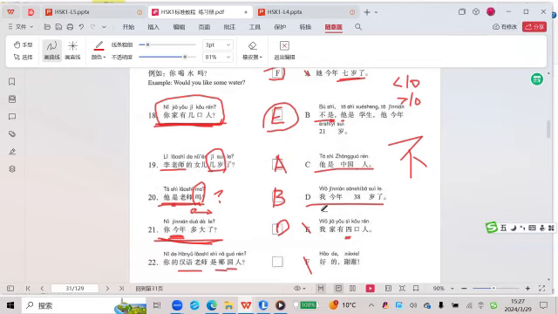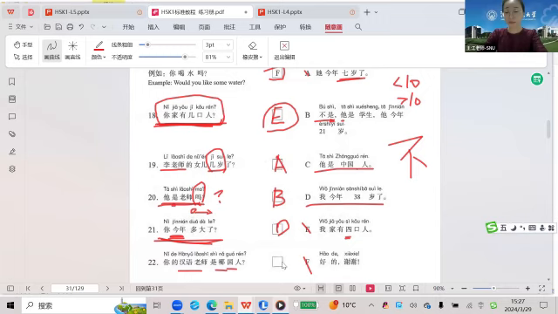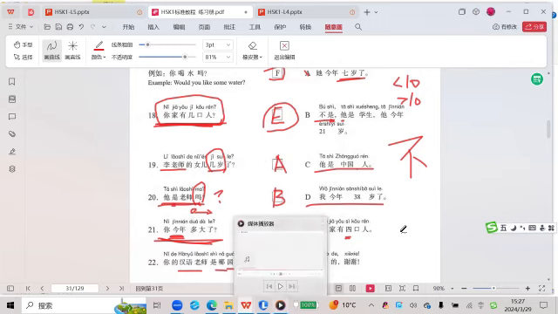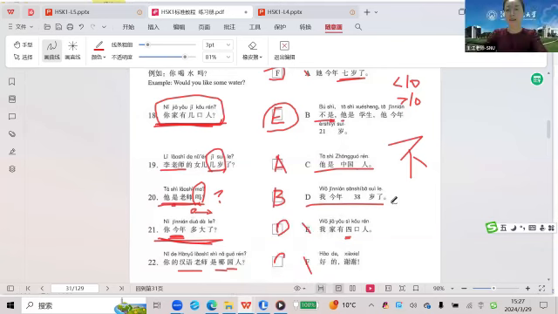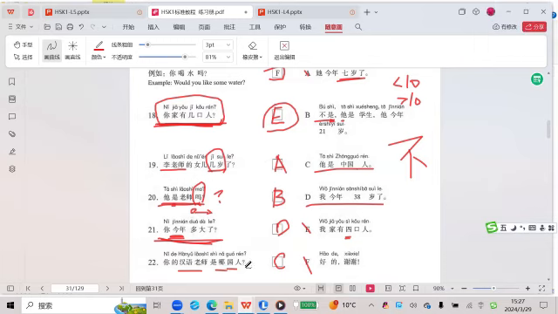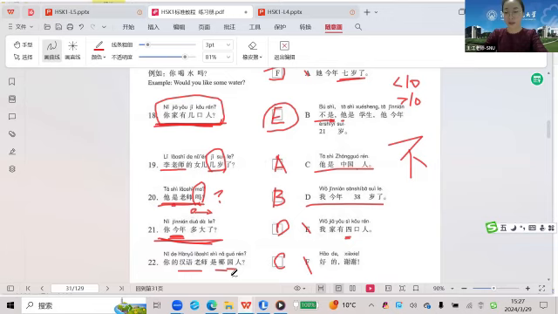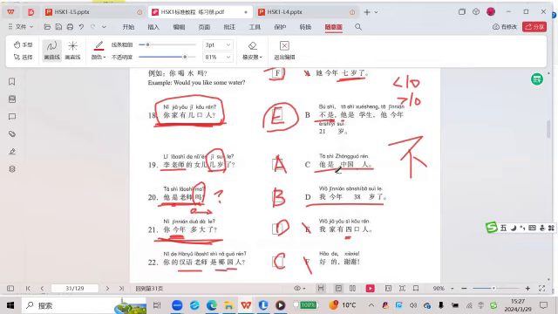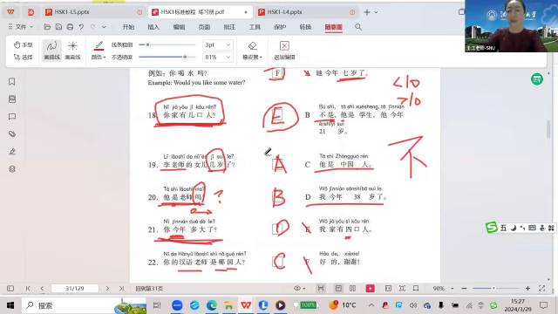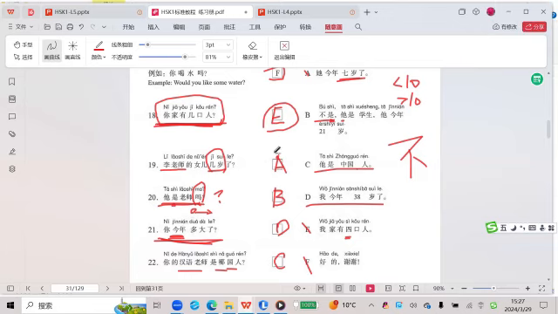Okay, so what is the answer for the question? The answer is C. 他是中国人。 He is Chinese. So look at the question. The question is 哪国人, which country? So you must answer the question. 他是中国人。 He is Chinese. So who has done all these exercises correctly? You can raise your hand.